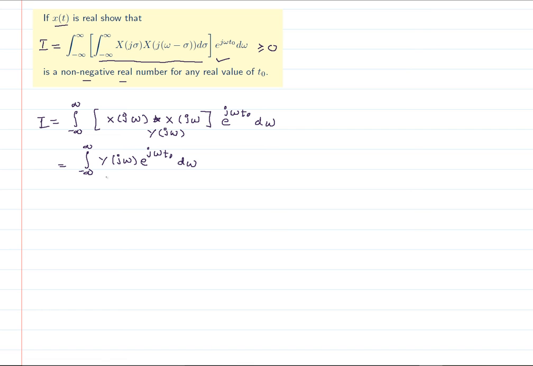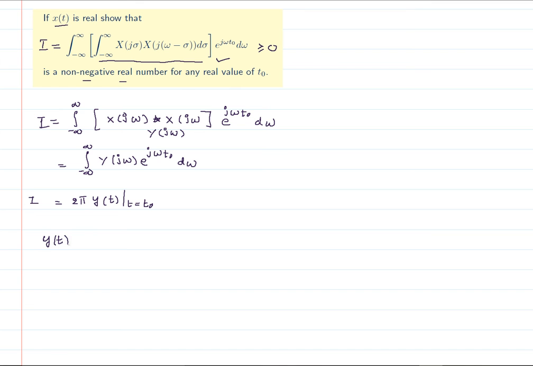Clearly this looks like a synthesis equation, only the term 2 pi is missing, and hence this would be equal to 2 pi times y of t with t replaced with t naught. So finally this integral turns out to be I equal to 2 pi times y of t at t equal to t naught. So everything boils down to finding this y of t.